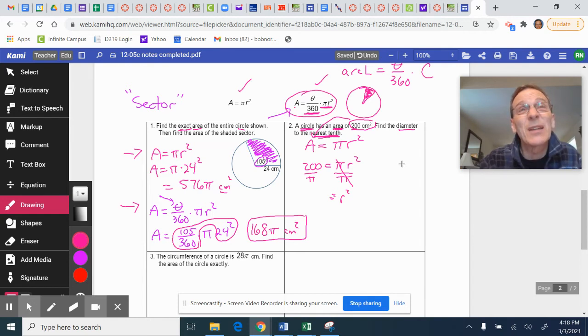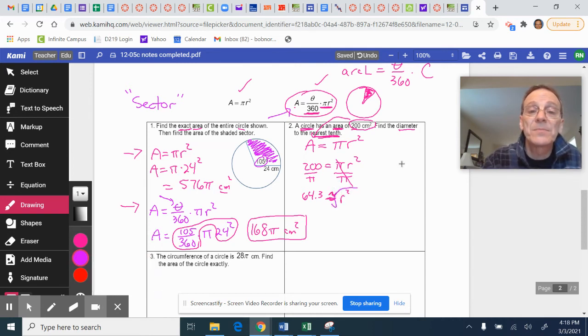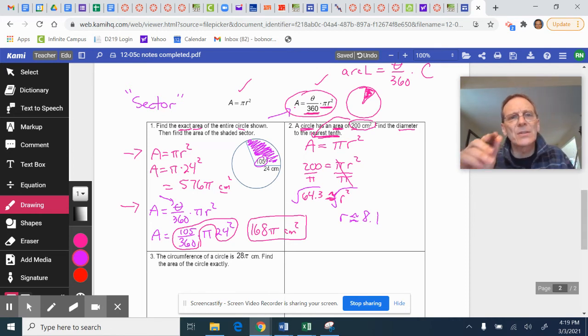65 times 3 is 195. It's going to be a little less than 65. I'm just going to go 64.3. I don't know. Okay, 64.3 approximately. So then take the square root of both sides. And we get r was equal to, well, 8 squared is exactly 64. So let's say that comes out to just a little bit more than 8. Let's say 8.1.